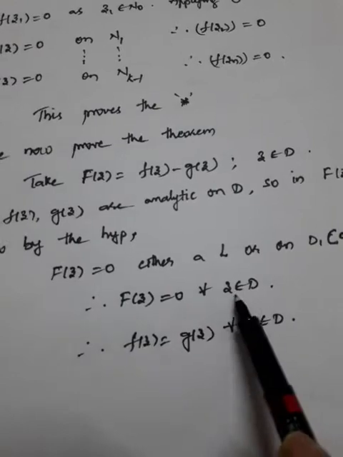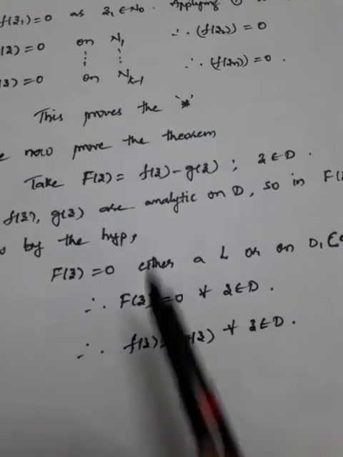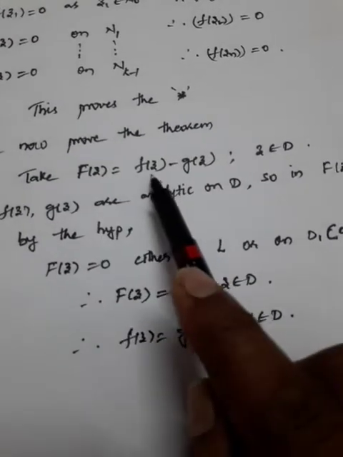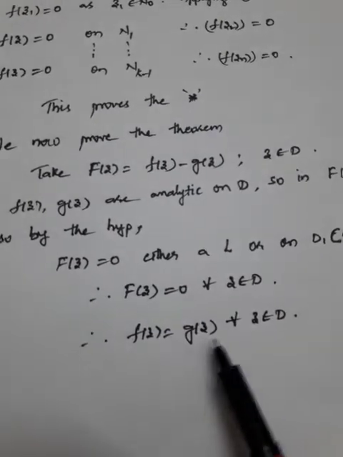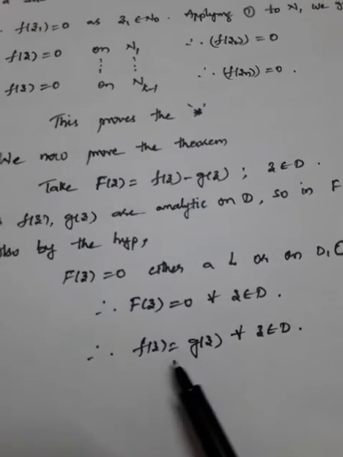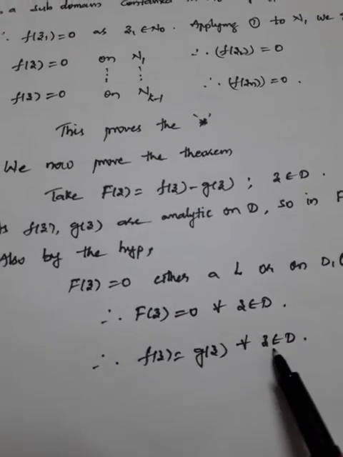Therefore F of z is equal to 0 for all z belonging to D. So I can write that f of z is equal to g of z. This is what is called uniqueness. So f of z is equal to g of z for all z belonging to D.